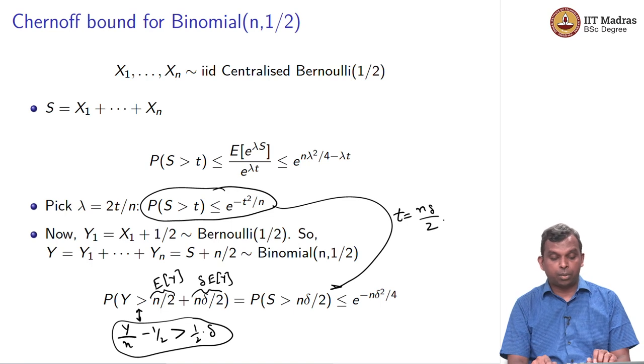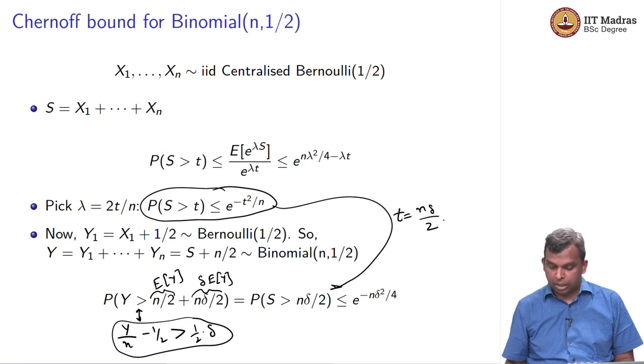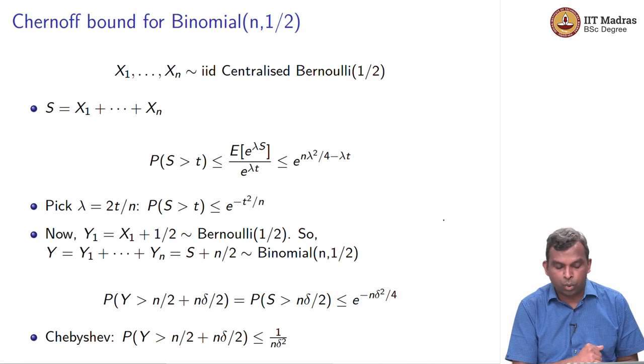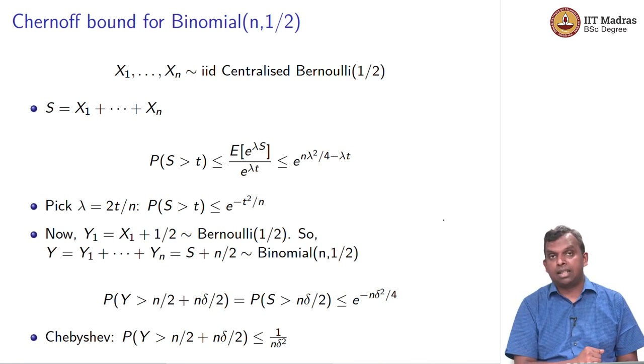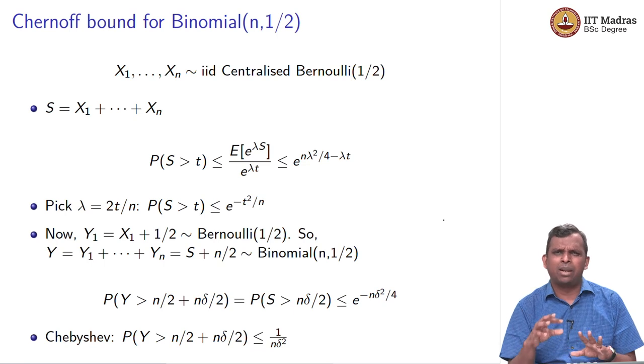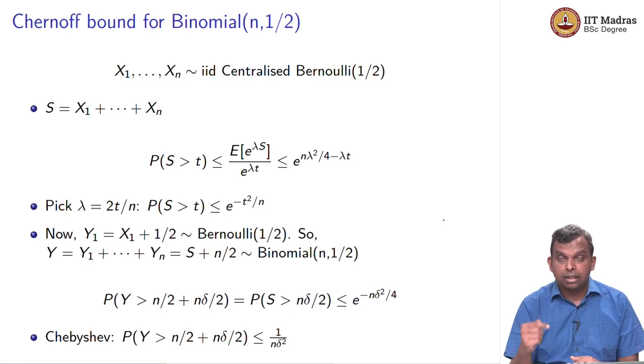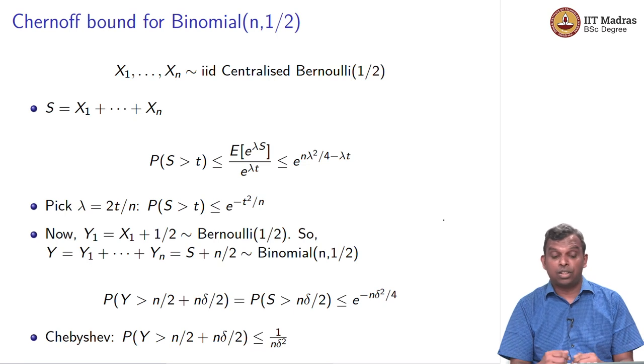So notice this wonderful bound here, probability that y goes above its mean by n delta by 2 is exponentially bounded in n. It's less than or equal to e power minus n delta squared by 4, okay? So that's an improvement over the Chebyshev inequality. Compare with Chebyshev, y greater than n by 2 plus n delta by 2 is less than or equal to 1 by n delta squared, okay? So of course, Chebyshev has the absolute value, it does both sides, this is only one side, that will only differ by half or something, so it's okay. This is a good enough bound, okay? So notice the comparison, this goes 1 by n, that goes e power minus n, okay, which is what we wanted, right?